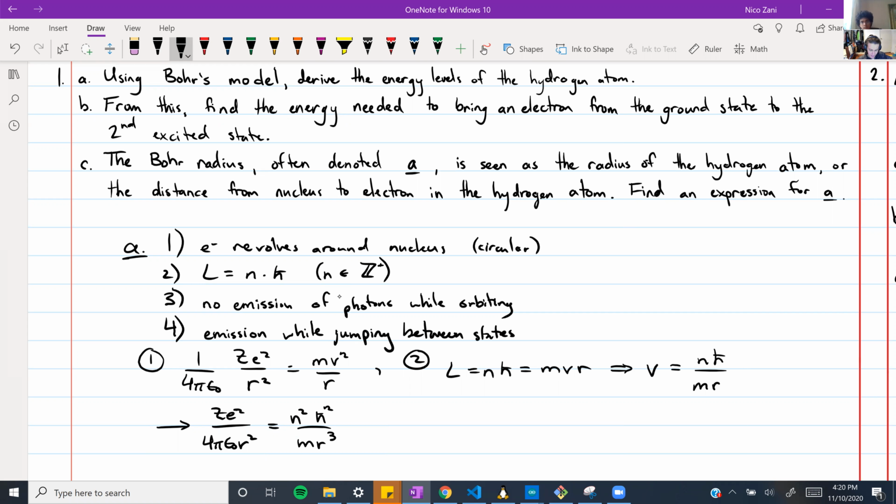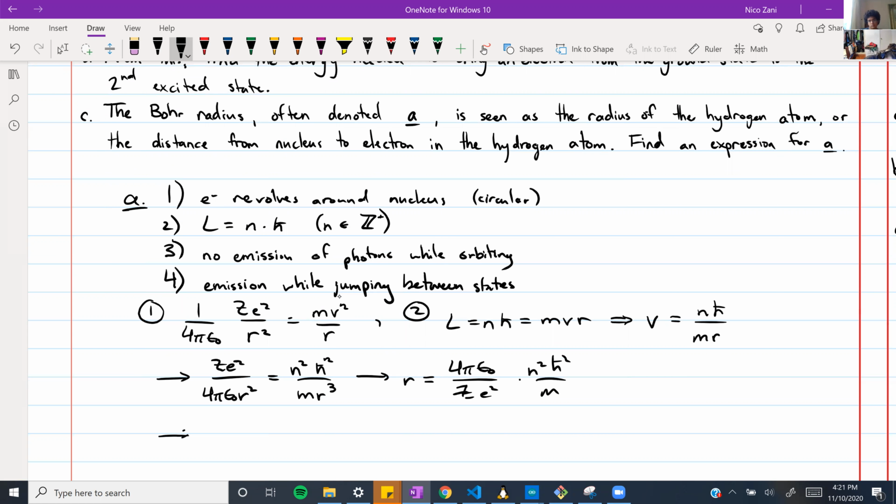But where do we get this from? Well, I just took this v and plugged it into there, and combined those two equations. So what this gives us is that r is equal to 4 pi epsilon naught over z e squared times n squared h bar squared over m. Okay, so we have the radius in general for this system. This is what the radius of the electron's orbit around the atom would be.